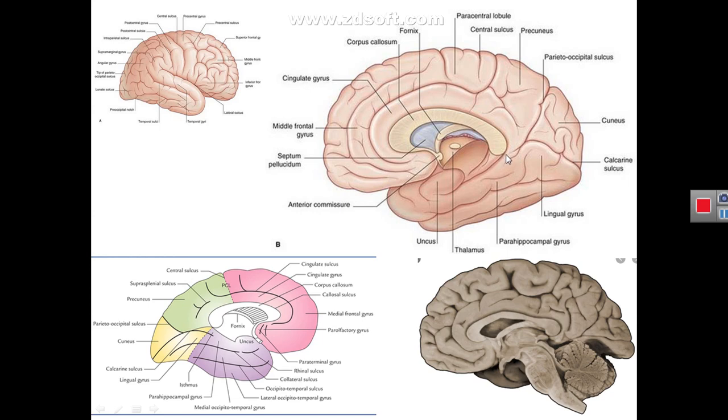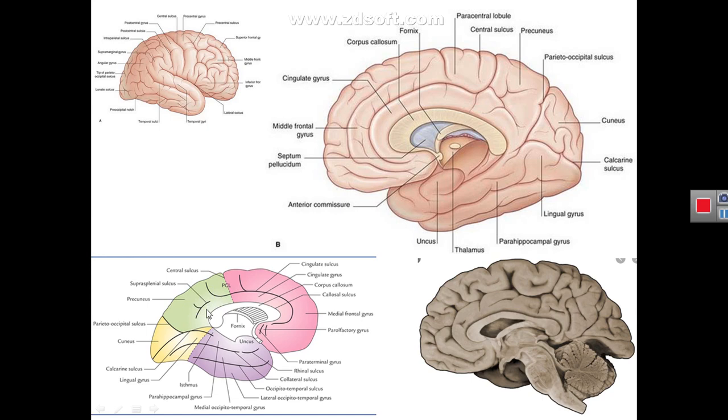The gyrus between the splenium of the corpus callosum and the anterior extension of the calcarine sulcus is called the isthmus. So the calcarine sulcus limits the cuneus inferiorly, and it is directed forward till meeting the parieto-occipital sulcus, and after that extends for a short distance below the splenium of the corpus callosum. In between the anterior extension of the calcarine sulcus and the splenium is a part which is called the isthmus.